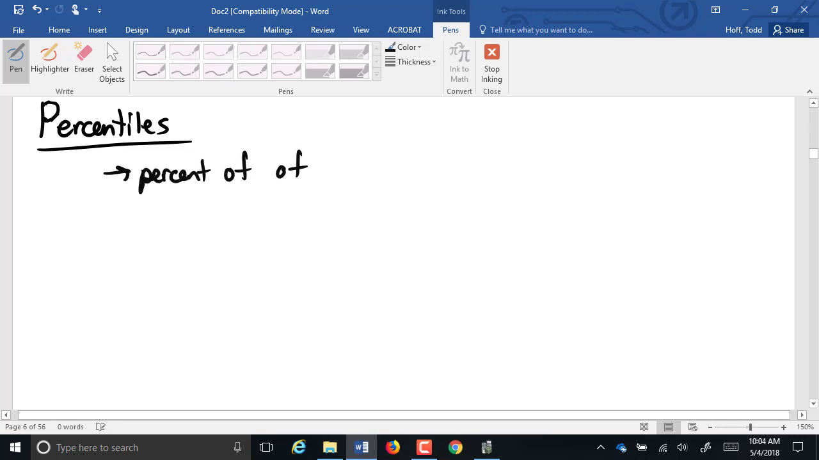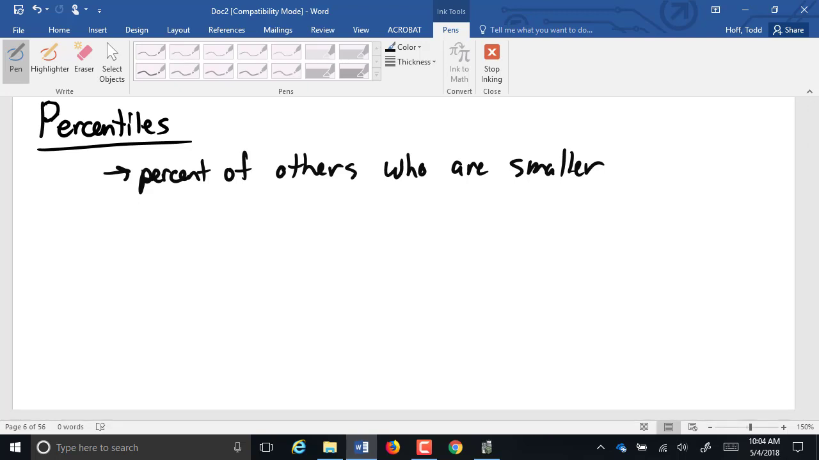Percent of others who are smaller. I blacked out on how I was going to say that for a second. Now, by others, it may not be people, it means numbers. So if you're taking a test, that's the percent of other scores that were smaller than your score.